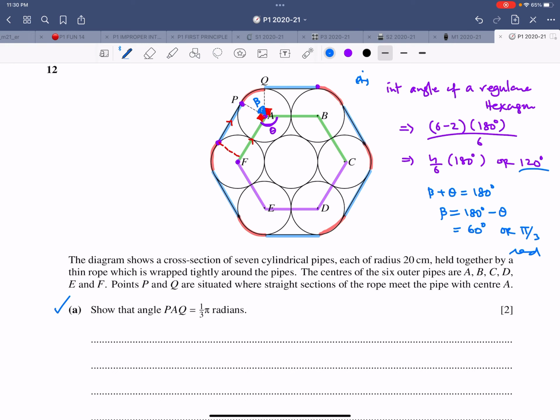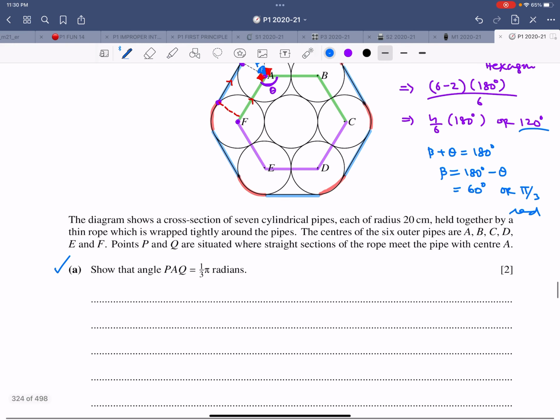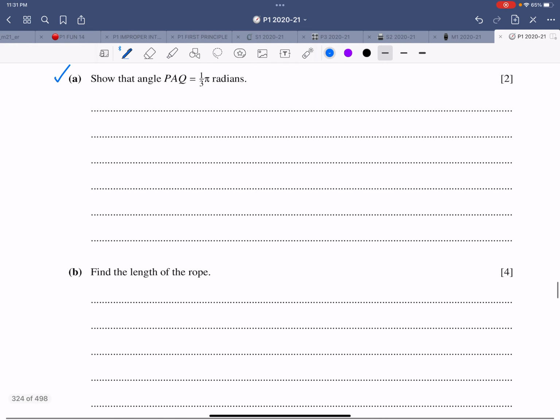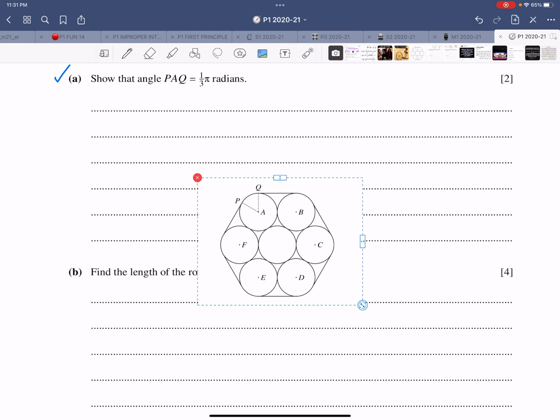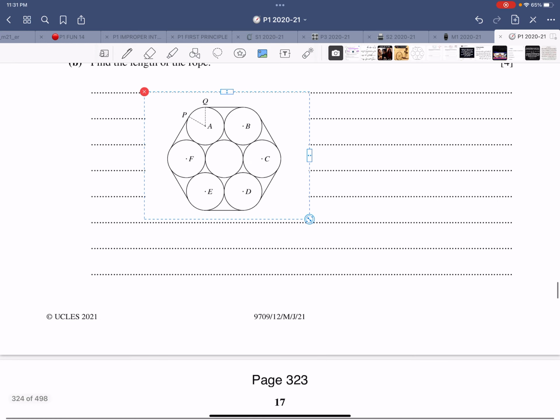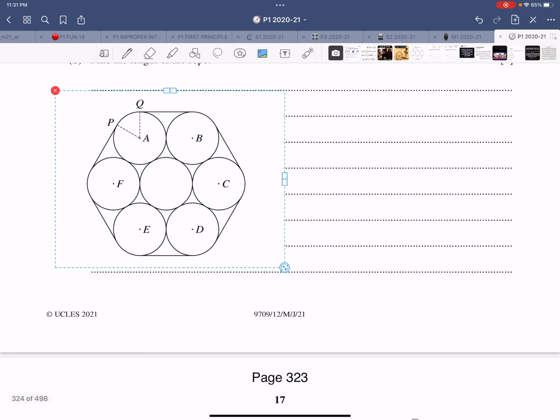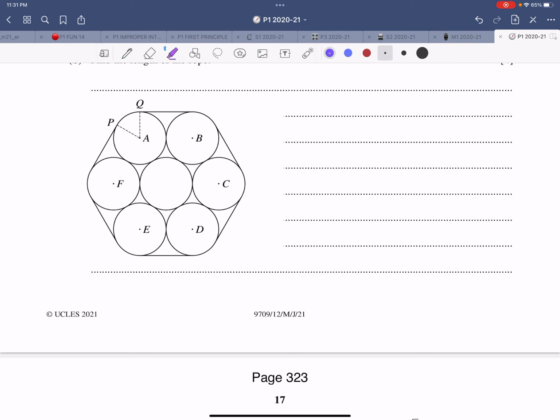Now, once this is done, what else do I need? Let me remove all this color from here, or let me add a diagram. I think I took a screenshot earlier. So yes, I have a spare diagram. And then it says find the length of the rope. Now all these blue lines are the same. So let me label this again. This is 40.